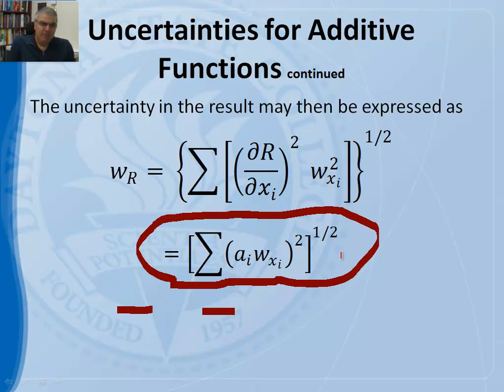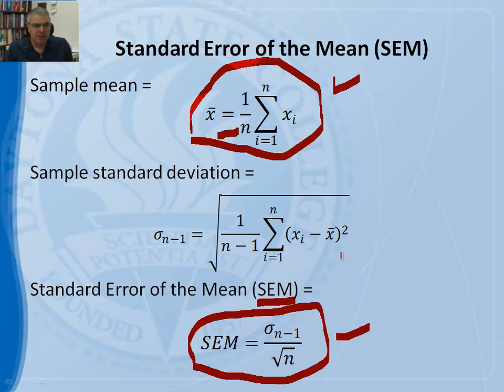We do the same thing as we did, divided by r, and we would end up having a w sub r uncertainty in the result expressed in this term. One more new term I want to introduce to you here is that of standard error of the mean, SEM.